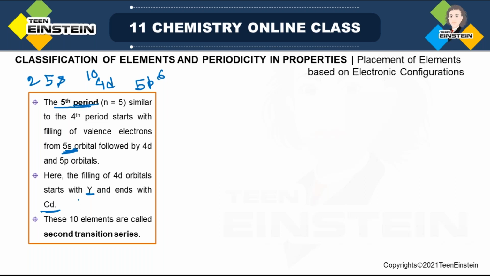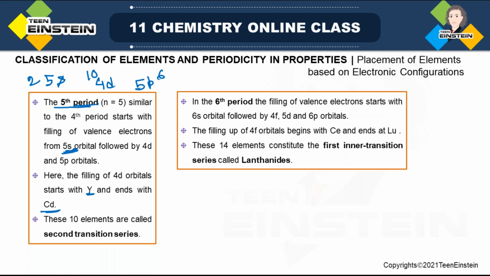The first 2 elements are in the S block, the next 10 elements in the D block, the next 6 elements in the P block. Sixth period, there are total 7 periods. Now we have already finished 5, and now we are starting 6. It will also start from 6s, but now one orbital which you have not seen before will be introduced. After 6s, which orbital will be filled? It is 4f, then 5d, then 6p.